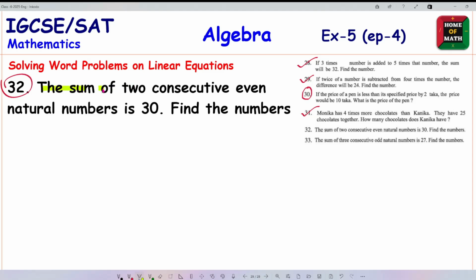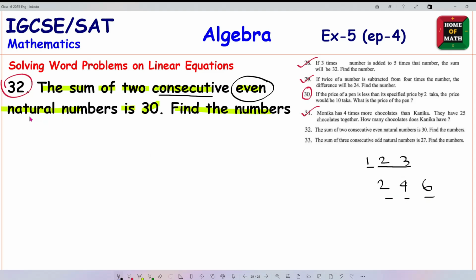The sum of two consecutive even natural numbers is 30. Find the numbers. This is a very interesting question, because we have to know several things. First, what is a consecutive number? Consecutive means one by one, like 1, 2, 3. But here there is a condition, which is even, like 2, 4, 6. This is a consecutive even number.